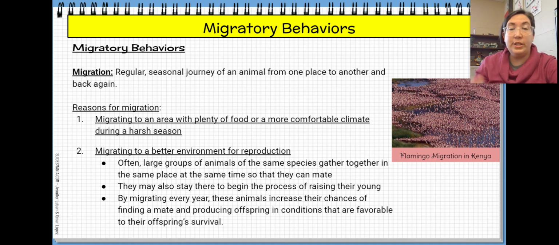So you may migrate to an area with lots of food or with a better climate during a harsh season. So think about animals moving south in the winter where it's nicer. And then migrating to find a better environment for reproduction, for finding a mate. If we're all in the same place at the same time, a lot easier to find a mate.